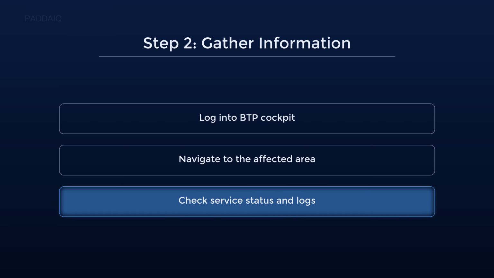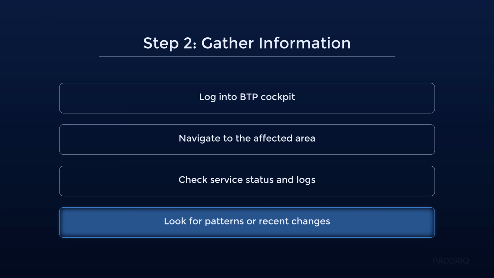Check service status and logs. This means verifying if your SAP BTP services are running properly and reviewing their activity records. For example, if your application is slow, you can check the logs to see if a service is down or experiencing errors. This step helps you quickly identify and resolve issues.